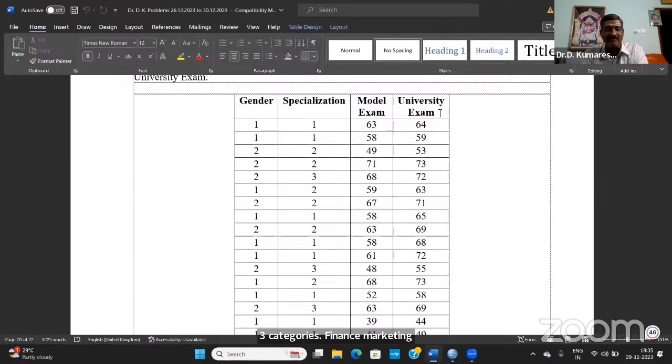So the condition is, at least one independent variable must have at least 3 categories. Here, even though gender has only 2 categories, since specialization has 3 categories, it is appropriate to go for ANOVA. Then one-way ANOVA, two-way ANOVA, MANOVA. Now we come to ANCOVA. That's all. So I think you will be clear about this.